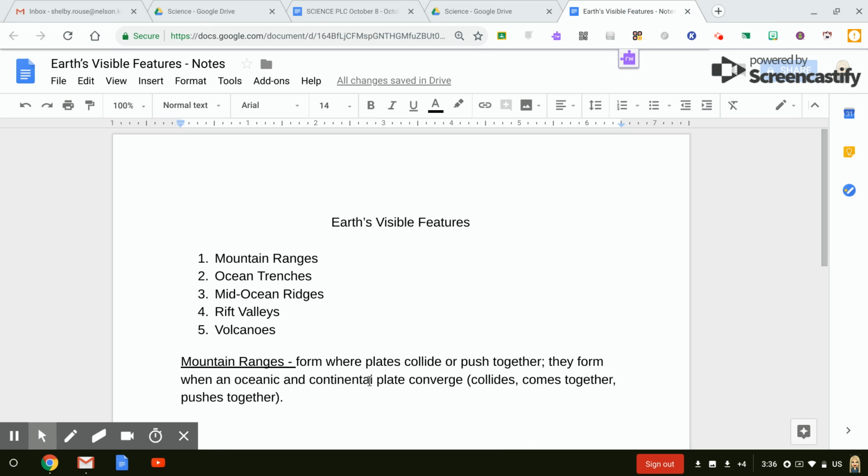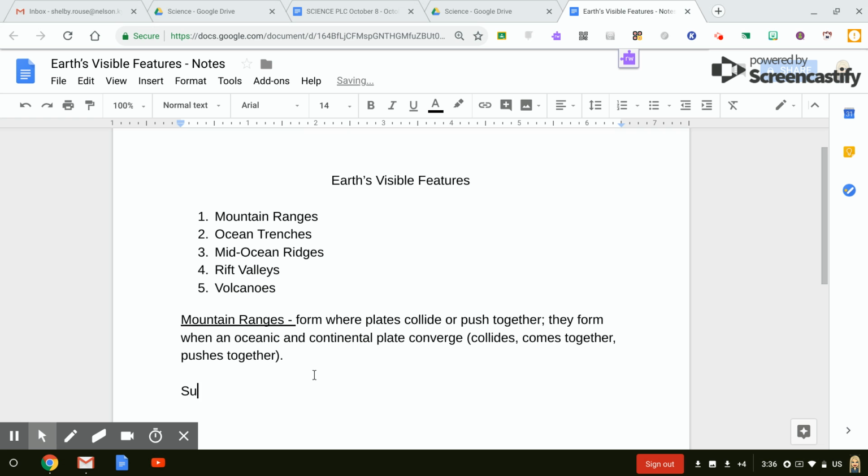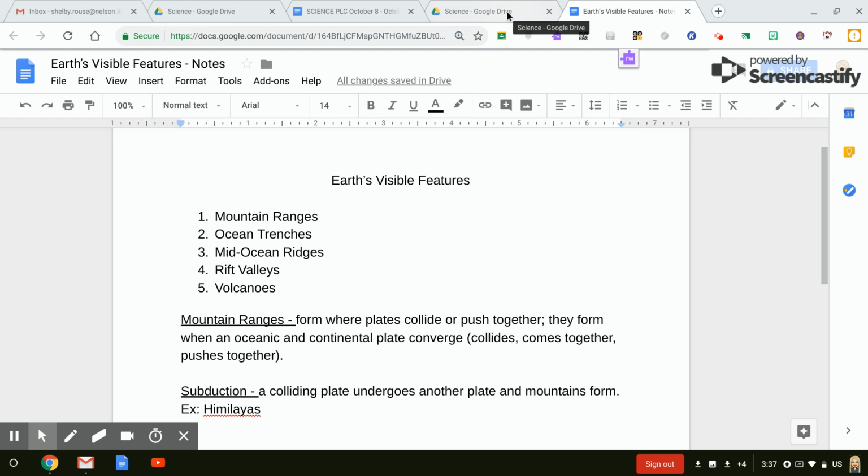One more thing to add to our notes for today: subduction. Remember, this is when a colliding plate goes under another plate and mountains form. Example, the Himalayas. And that's all that we have for today.